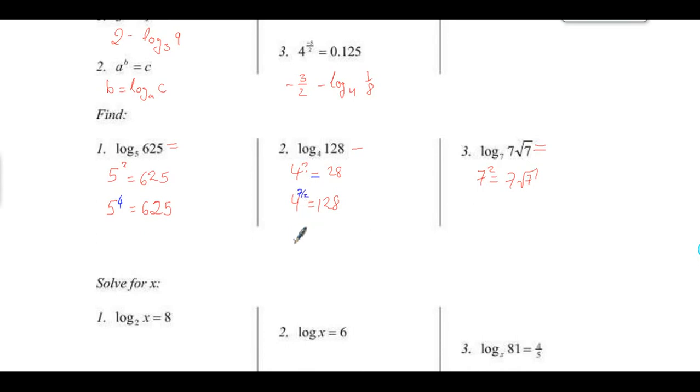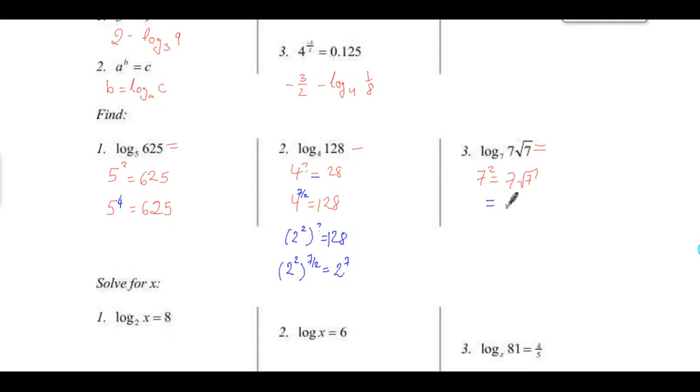And I know this because I can write 2 to the power of 2 instead of 4, and then to the power of what is 128. And now I know that 2 to the power of 2 times 7 halves is 2 to the power of 7, using the indices rules from page 1. Check that out. And 128 is, of course, 2 to the power of 7.